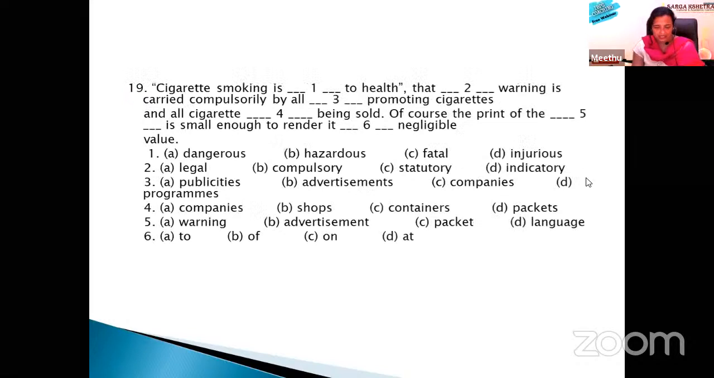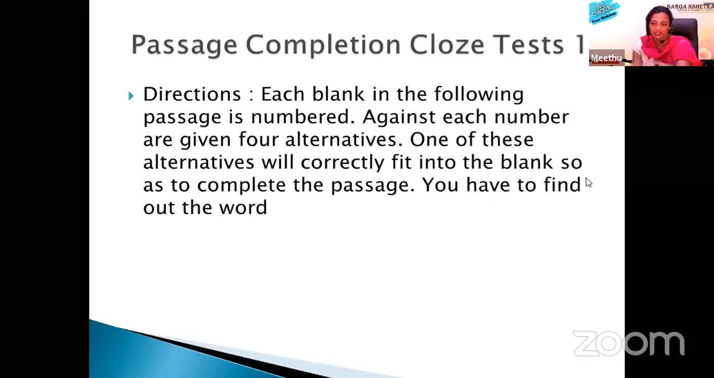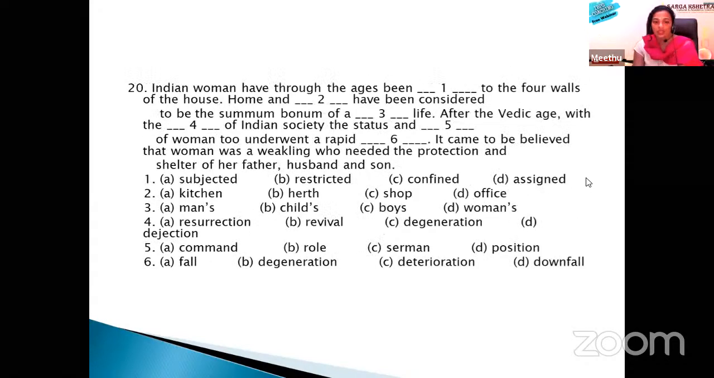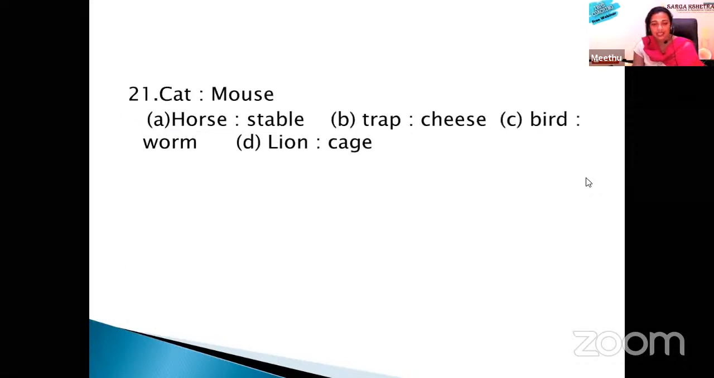Then comes a passage completion, the close test, where the vocabulary and word meanings must be correct. Don't get confused with the word meanings. Also the concept. Then comes the analogy. I hope from this onwards the slide was missing. Please go through the slide quickly.